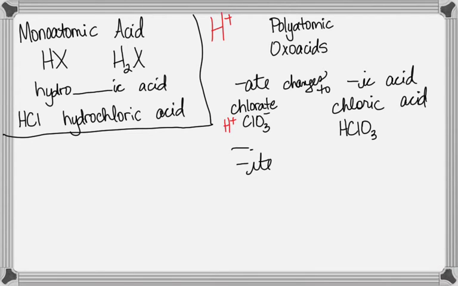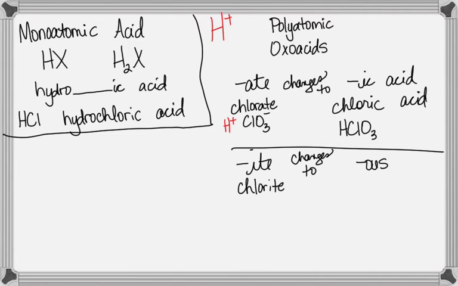Now, since we did chlorate, for the -ite, let's do chlorite. Okay? Without even writing the formula, oh, I hadn't even told y'all the answer. The -ite changes to, does anybody know? -ous. So if we're starting with chlorite, then I think right now you can tell me what the name of the acid is. Yes? What's the name of the acid? Chlorous acid.